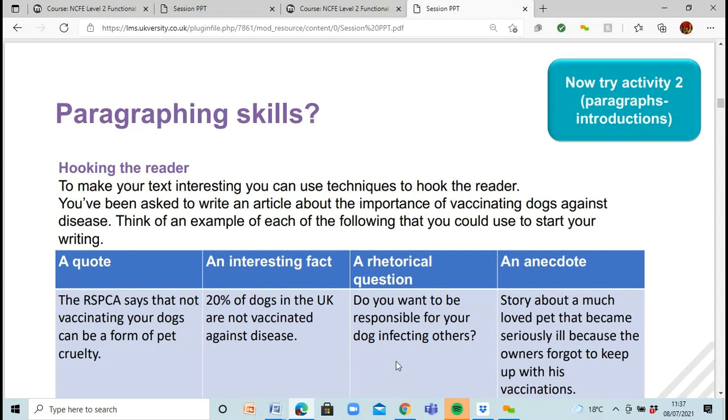Then you've got a rhetorical question like, do you want to be responsible for your dog infecting others? And you're like, it makes you think that, do you want to be responsible, or do you want to be a nice, kind pet owner? And then it finishes off with an anecdote.